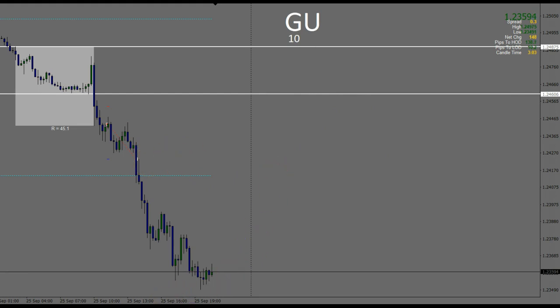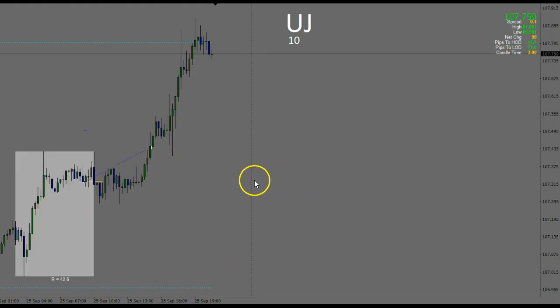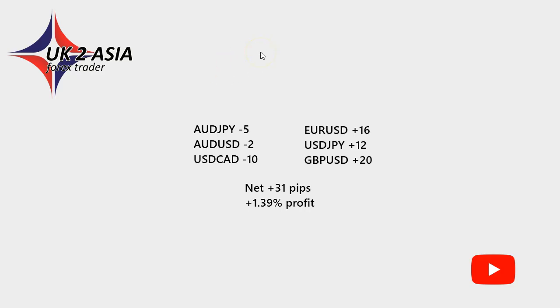And the last trade was the US dollar, Japanese yen. You can see this was pushing up. And what happened at this point, I looked at my phone, checked and saw that I was in profit, and that the other two, the Euro US dollar and the pound US dollar, had hit the take profits. And so with this US dollar, Japanese yen, I just decided to punch out of this, and that gave me another 12 pips.